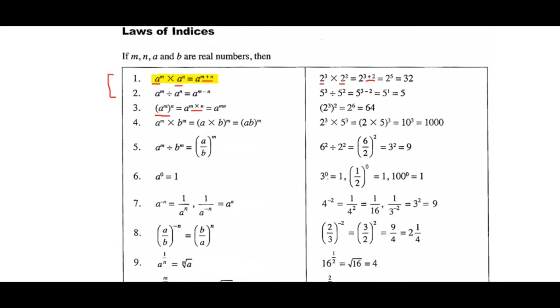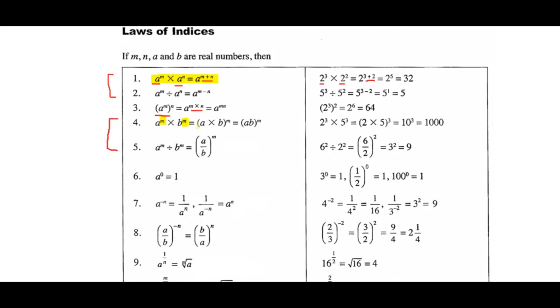Okay, so rule 4 and 5 are very similar, and they are related. You can see them as related to rules 1 and 2 as well, in the sense that in rules 1 and 2, the bases are the same, therefore you can combine them. But in rule 4, the bases are different, but it is the power that is the same. a^m and b^m, both of them have the same power of m.